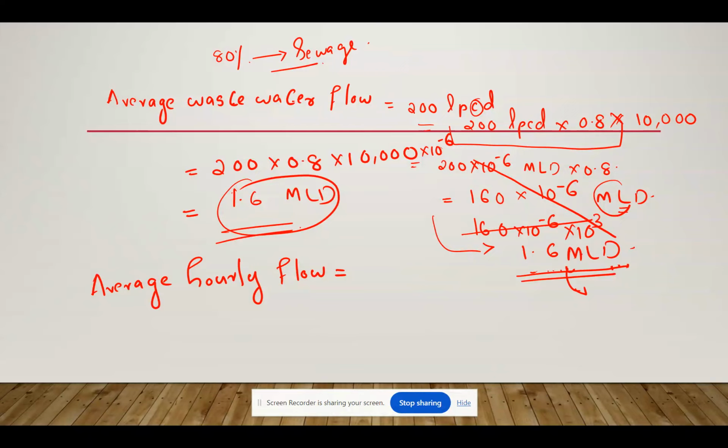Yes, 10,000 is the number of people. Okay, now this is one question, that is average hourly flow. Then maximum hourly flow is also there. So now you have to calculate average hourly flow.